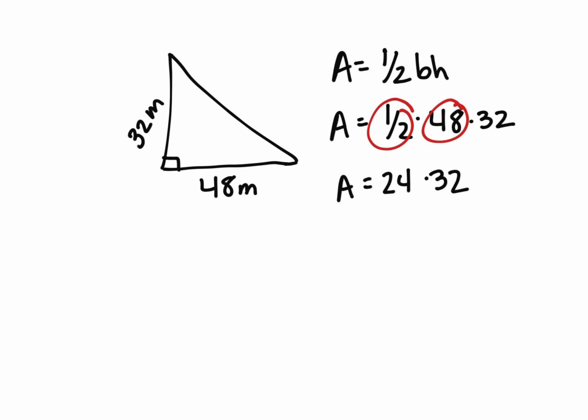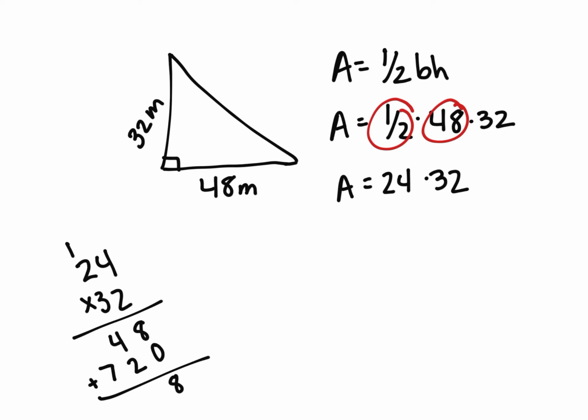To find the area, we still need to multiply. This time we're going to multiply 24 by 32. 4 times 2 is 8. 2 times 2 is 4. Place value spacer. 3 times 4 is 12. Carry the 1. 3 times 2 is 6. Plus 1 more makes 7.